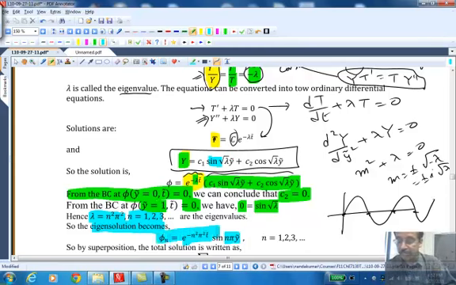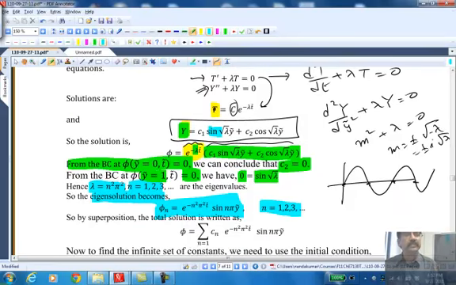So this is the solution. This solution will satisfy the differential equation. It will also satisfy both the boundary conditions. We still haven't satisfied the initial condition. It will satisfy both the boundary conditions for all these values of n. So there are infinitely many solutions. Because it's a linear problem, the summation of all these will also satisfy the original equation.